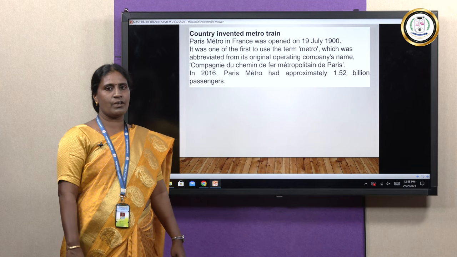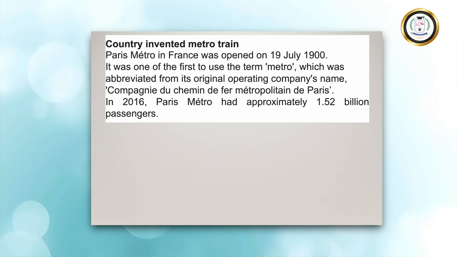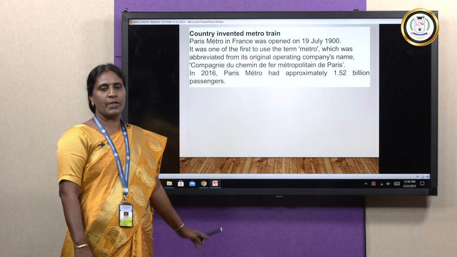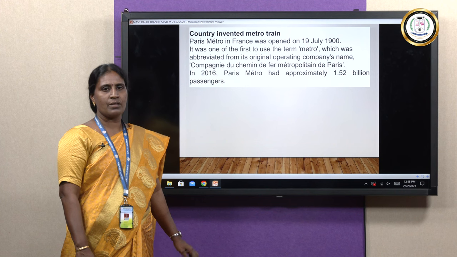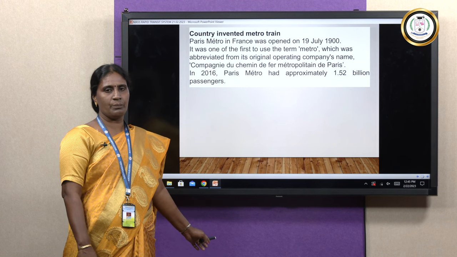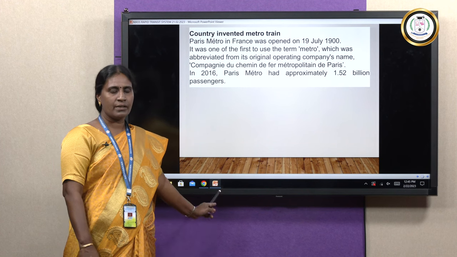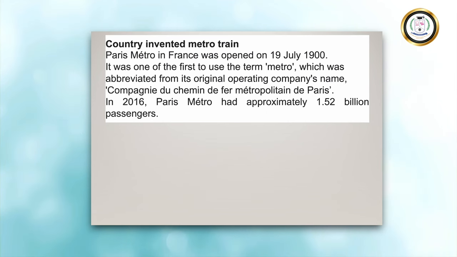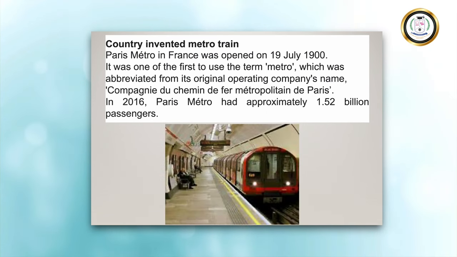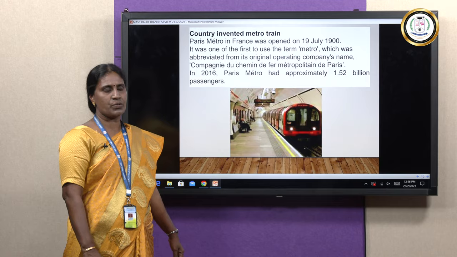So, let us see the history of metro. Metro was first opened in France in the year 1900. The term metro is used because of the company name that operated the services. And presently, the number of passengers handled by the metro in France is approximately 1.52 billion.